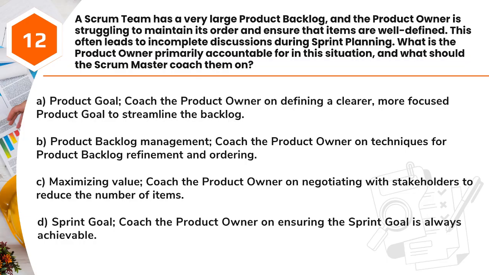A. Product goal. Coach the product owner on defining a clearer, more focused product goal to streamline the backlog. B. Product backlog management. Coach the product owner on techniques for product backlog refinement and ordering. C. Maximizing value. Coach the product owner on negotiating with stakeholders to reduce the number of items. D. Sprint goal. Coach the product owner on ensuring the sprint goal is always achievable.